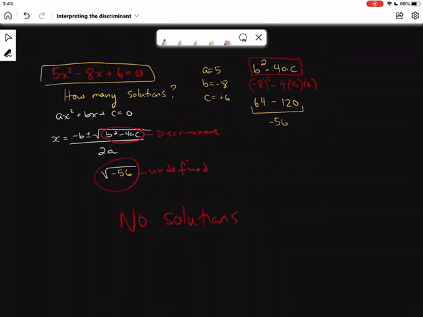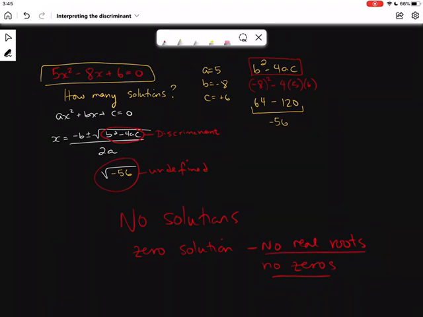So if I ask how many solutions, actually I have 0 solutions. That means I have no real roots, and I can also use the word zeros, so I have no zeros either. So I have no real roots and I have no zeros.